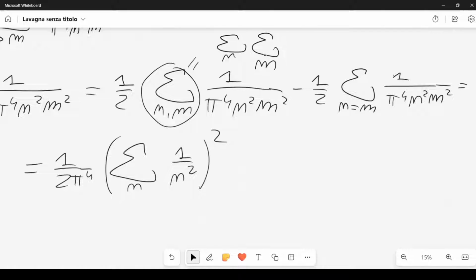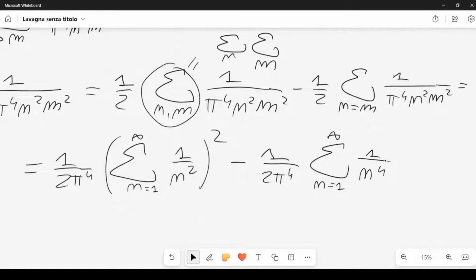So the summation is simply equal to sum over n, and then you also have a sum over m. And after that, here we subtract 1 over 2 pi to the fourth, and this summation can simply be written as summation over n, and of course here n goes from 1 to infinity, and you have 1 over n to the fourth.